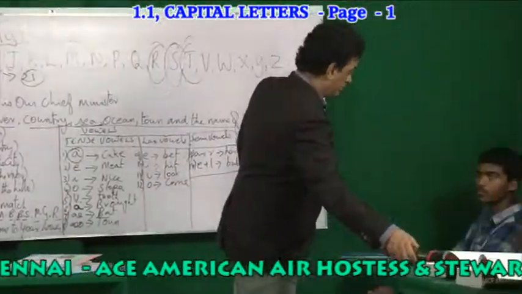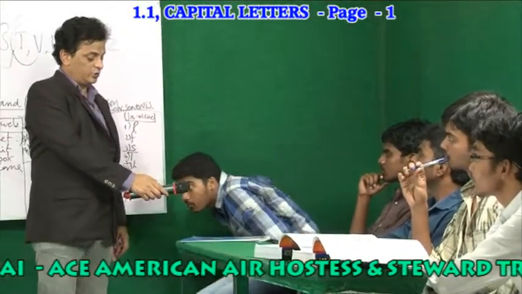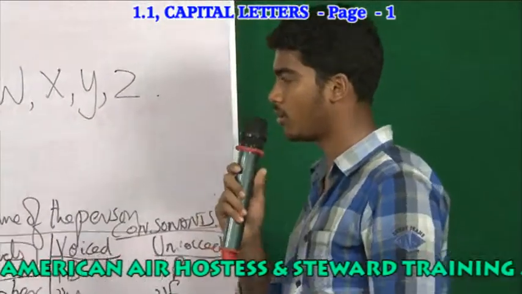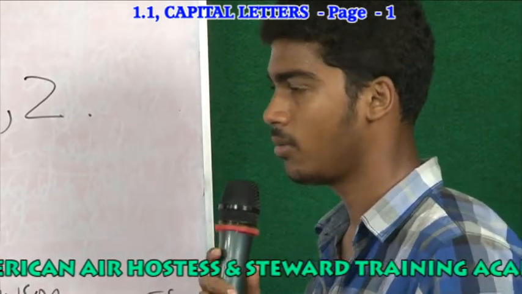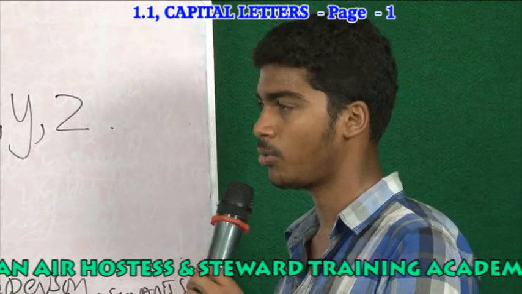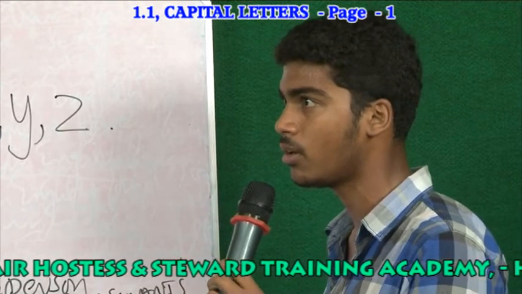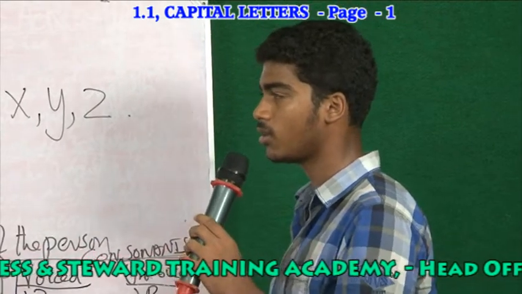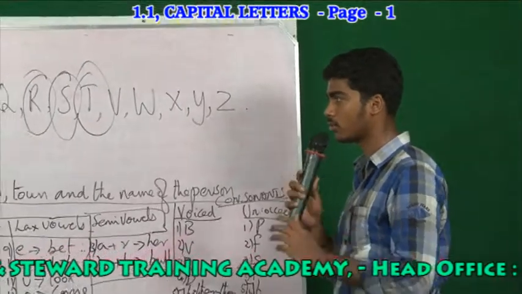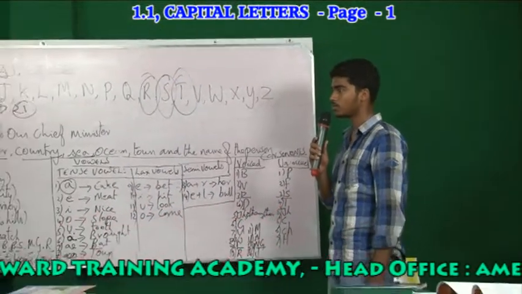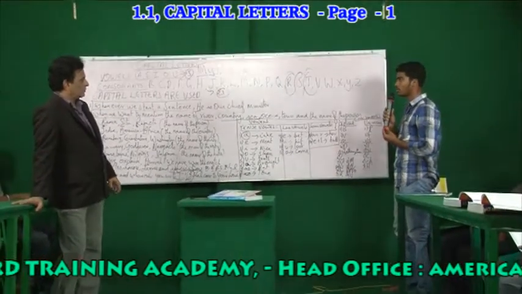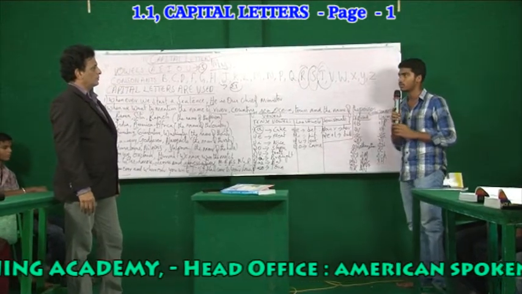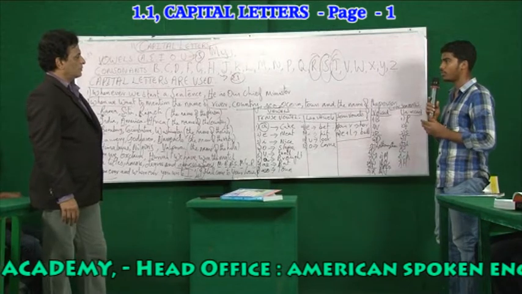Okay, Mr. Pradeep, please just tell what you have understood from this class, what you have learned today. Understood the basic types of vowels, pronouncing how vowels should be. There are three types of vowels: tense vowels, lax vowels, and semi vowels, and consonants of two types: voiced and unvoiced. Where should we use capital letters? We were taught broadly using capital letters in the names of persons, rivers, towns, country names, and the abbreviations, etc.